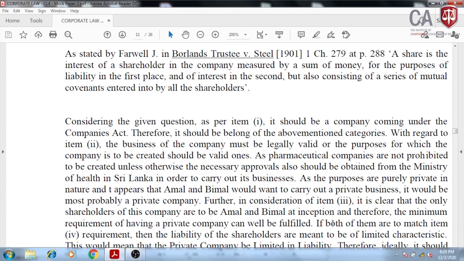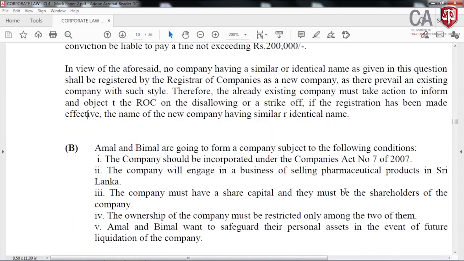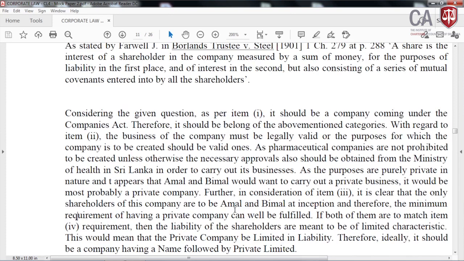Further, in consideration of item 3, they want the ownership of the company to have a share capital and they must be the shareholders of the company. Then, considering that, it is clear that the only shareholders of the company are to be Amal and Bimal, and with the requirement of 2 minimum, they can do it at inception, and therefore, the minimum requirement of having a private company can well be fulfilled.